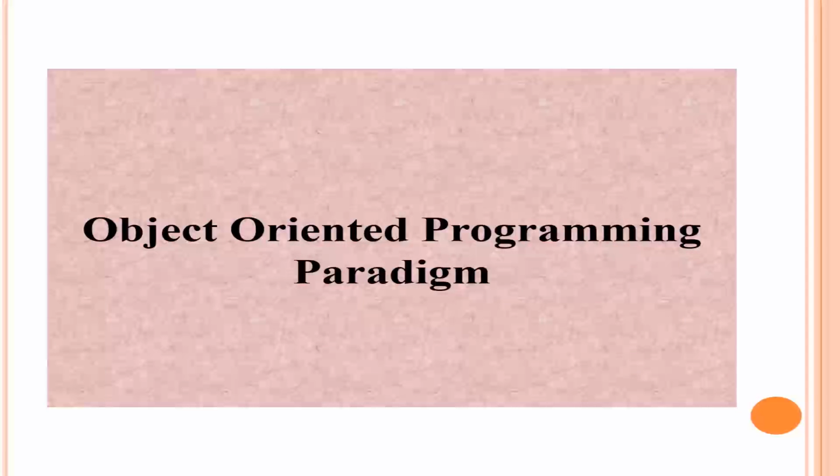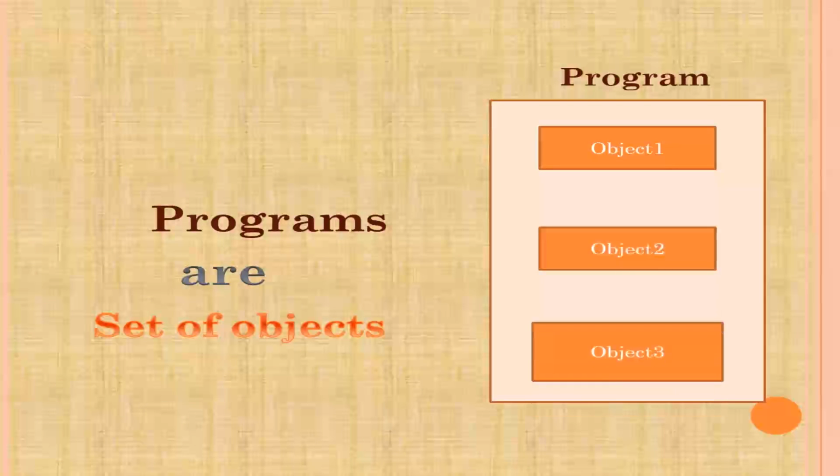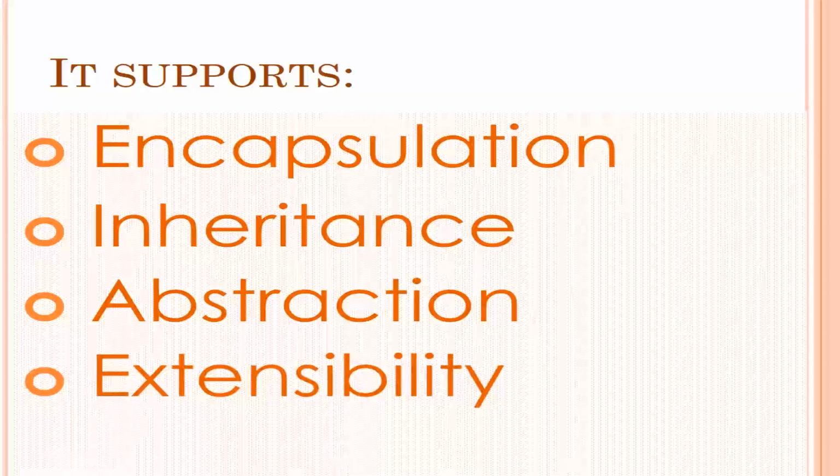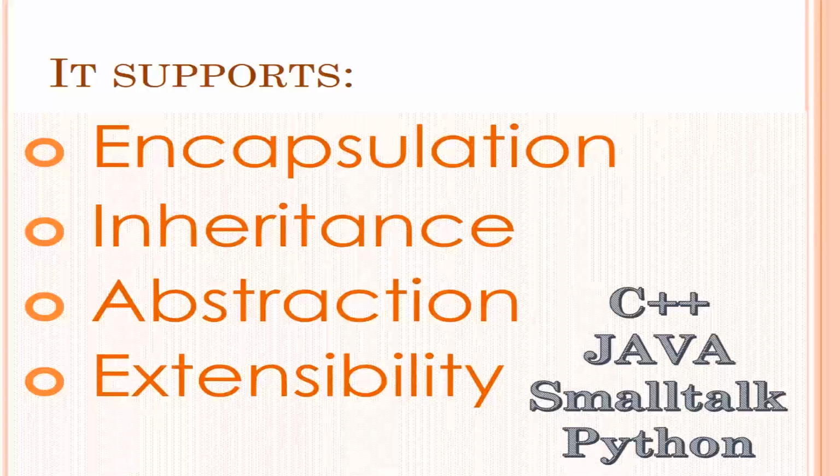Next is the object-oriented programming paradigm. In this, a program is constructed using a set of objects that interact with each other through a message passing mechanism that is used to transform an object's state. It focuses on data and functions and wraps them together into a single unit, thereby providing us with data security. It supports encapsulation, inheritance, abstraction, and extensibility features. Examples of this type of programming languages are C++, Java, Smalltalk, or Python. Yes, we will study all these terms in the upcoming video lectures.